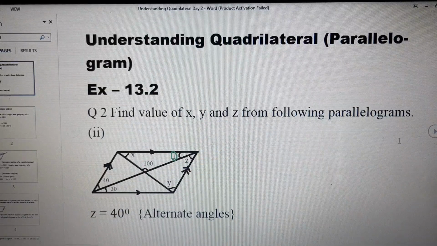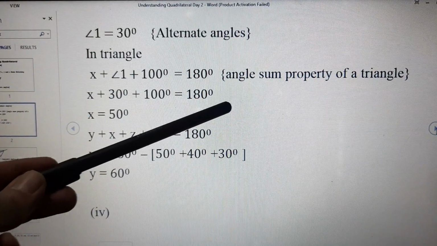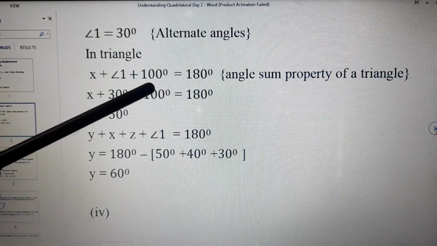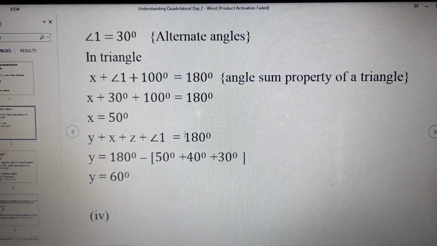Okay. X, I have told you, with the help of the angle sum property of a triangle, we have applied x plus 1 plus 100 is equal to 180 degree. So the value of x becomes 50 degree.